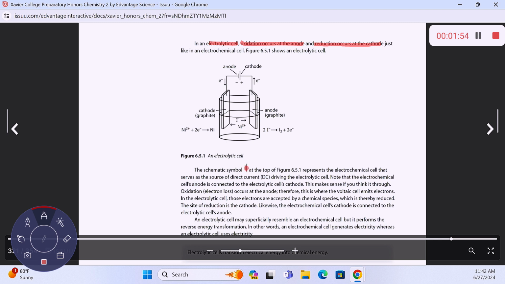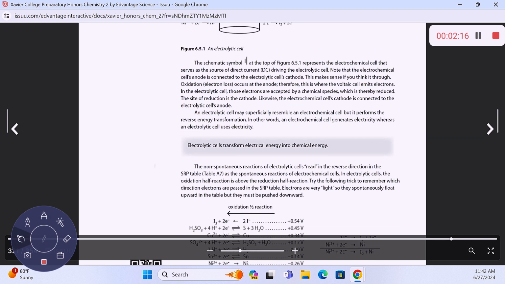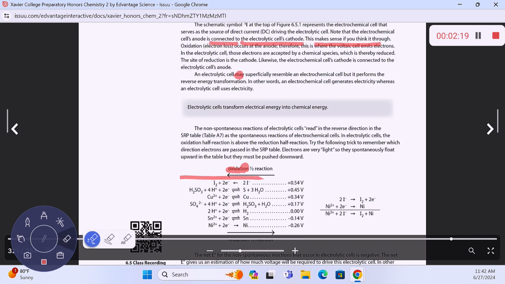And then this little symbol at the top of the figure right here, that indicates that we are using electricity to make this happen. Okay. So, electrochemical cells make electricity. Electrolytic cells use electricity. And then the oxidation half reaction is above the reduction half reaction.